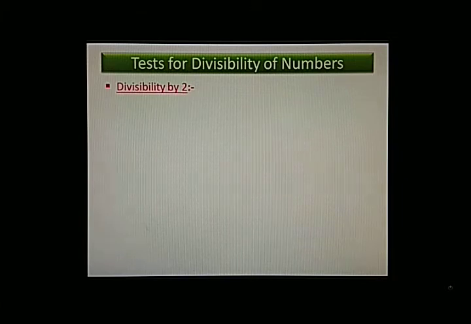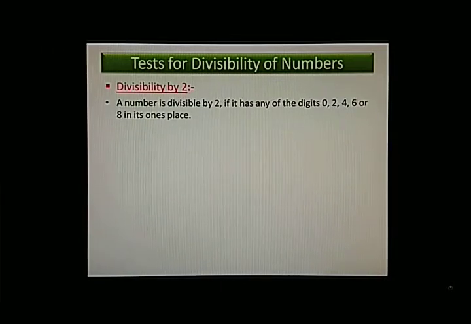So first is divisibility by 2. Say we are given a number. Is it divisible by 2 or not? How can we know that? Okay, let us see. A number is divisible by 2 if it has any of the digits 0, 2, 4, 6 or 8 in its ones place. We know what place value is; we have learned it in our earlier chapters. So if we see a number having digits such as 0, 2, 4, 6 or 8 in its ones place value, then that number is divisible by 2.